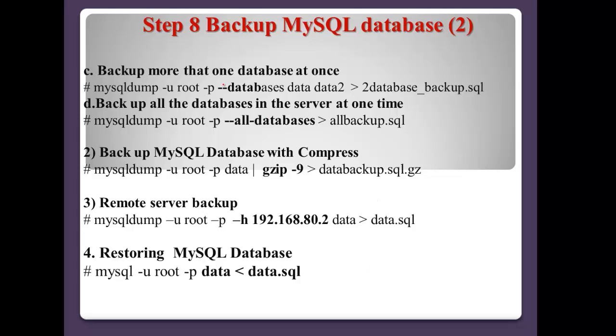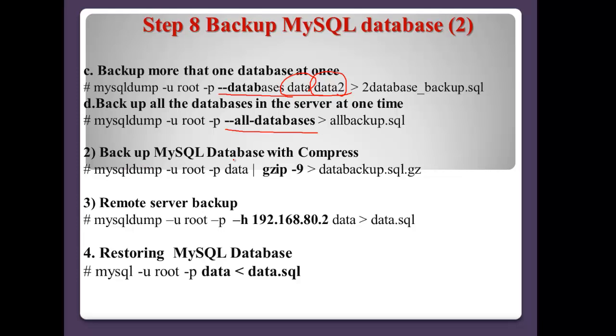Number C, backup more than one database at once. Here we can use the option like this, databases. So here we can use data or data 2. In this case, we can back up two databases at the same time. Number D, backup all the databases in the server at one time. In this case, you can use this command, all databases. Then MySQL dump will back up all the databases in the server, especially the var library MySQL directory.